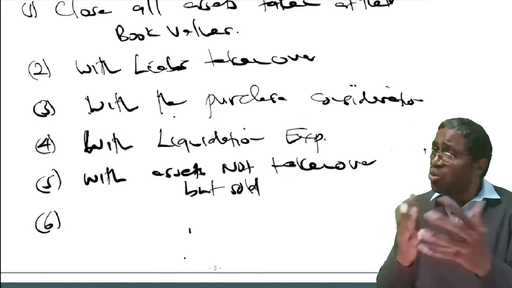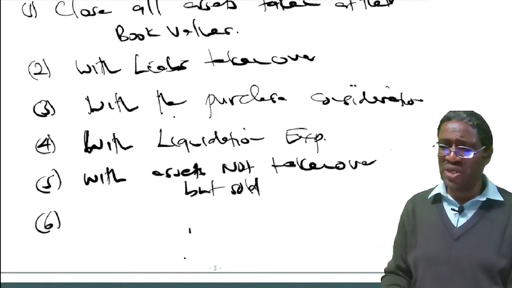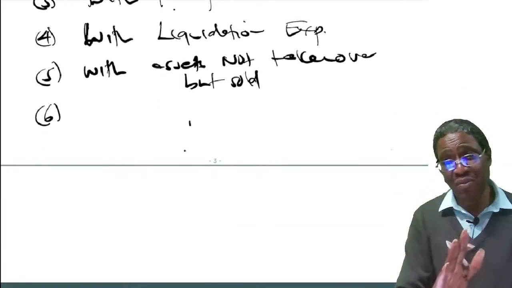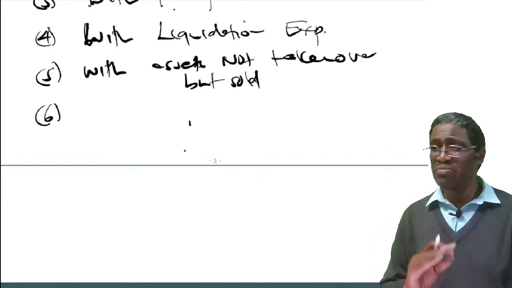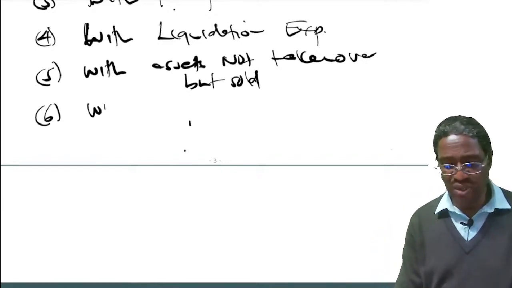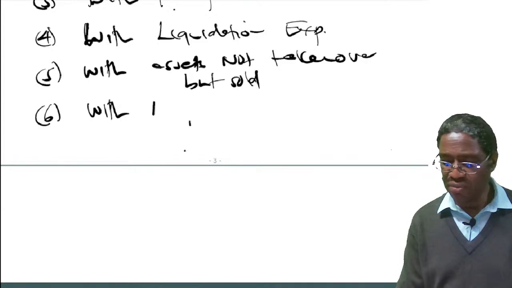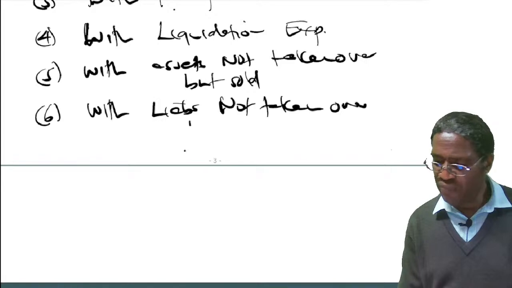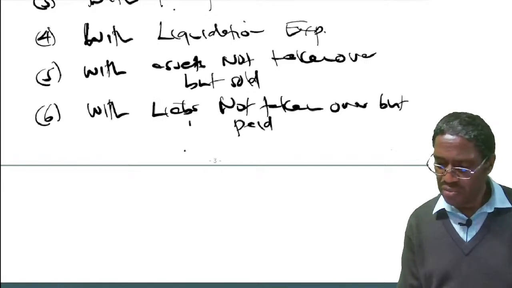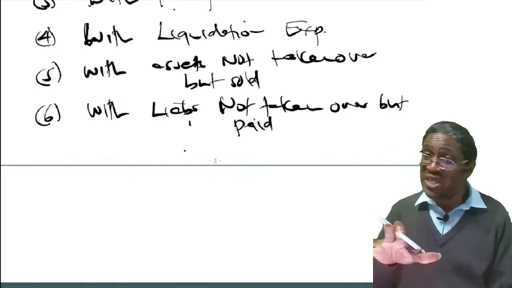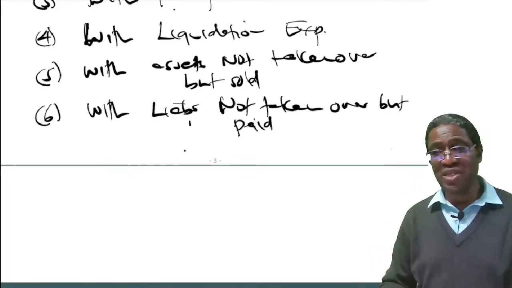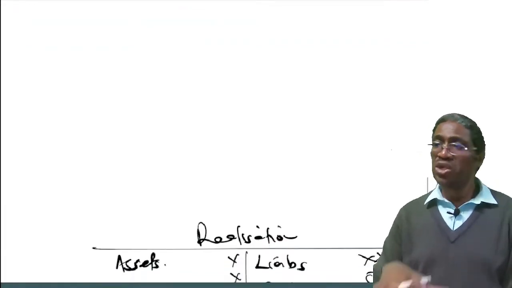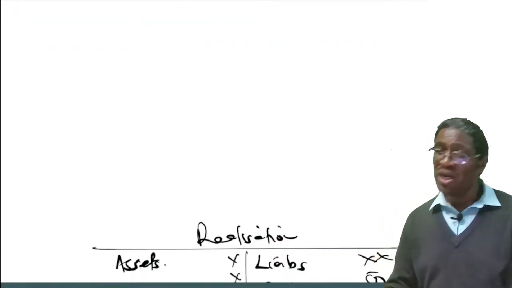Because we are liquidating the company, we can't leave any account pending. All accounts must be closed. So if there is such a liability which was not taken over by the purchasing company but paid by you, the selling company, we say number 6: with liabilities not taken over, but paid by the selling company, of course you will debit the liability. Don't forget, liabilities are always a credit balance, and therefore you credit bank and you debit the liability.